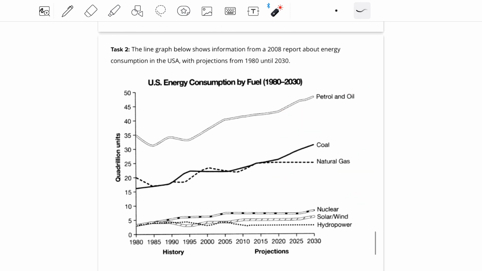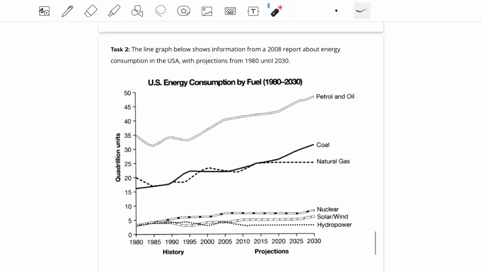Okay, so we can clearly see that petrol consumption started around 1980 at about 35 quadrillion units, right? So 35 quadrillion units, and this figure reached about 40 quadrillion units in 2020 and is projected to increase and go all the way up to almost 50 quadrillion units. So we can clearly see that the consumption of petroleum and oil increased. So did the consumption of coal.